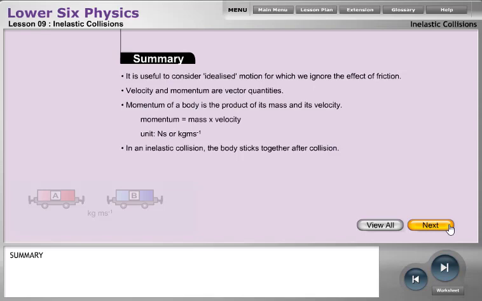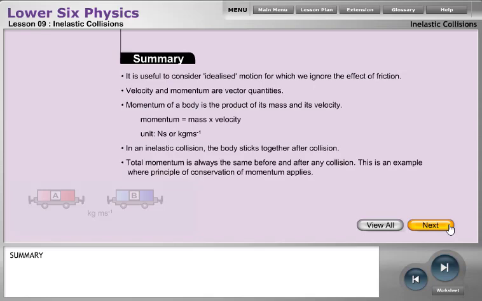In an inelastic collision, the bodies stick together after collision. Total momentum is always the same before and after any collision. This is an example where the principle of conservation of momentum applies.